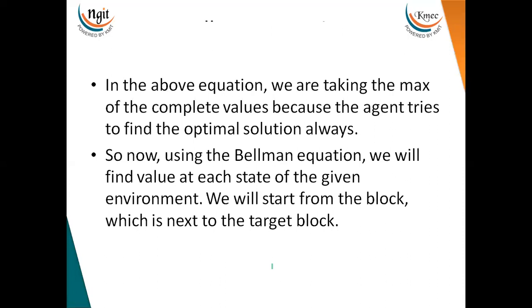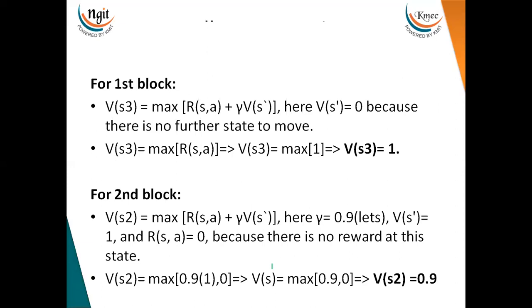Now, what is my goal? I want to obtain the maximum value so that I can reach the target block. Then, instead of starting from the bottom block, I will start in the reverse way, that is from S3. For S3, I should apply the Bellman equation. Now before S3, there is no state. That's why V of S dash is 0.